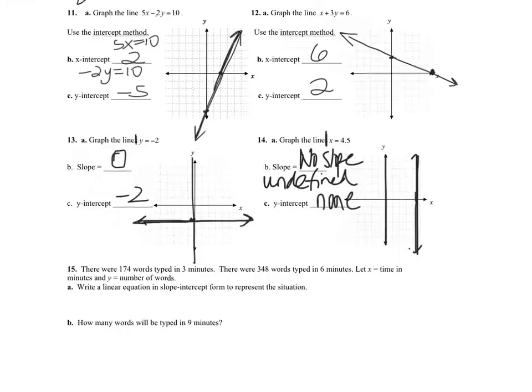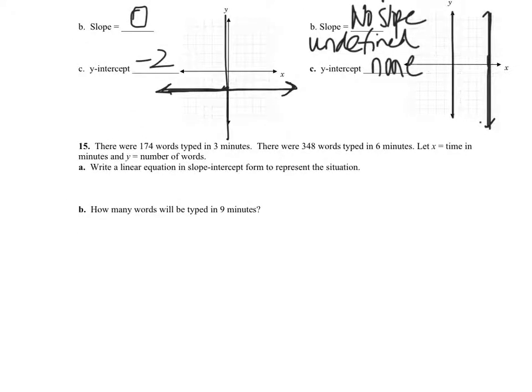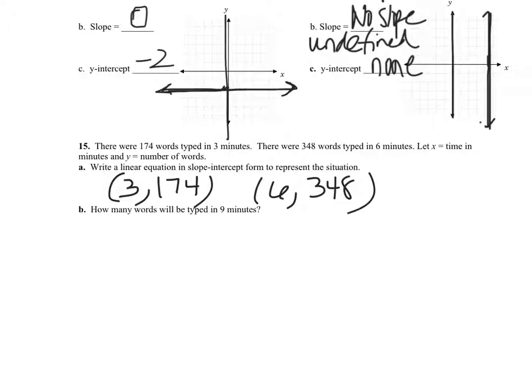All right, and here comes the last one. There are 174 words typed in 3 minutes, and there were 348 words typed in 6 minutes. Let x equal the time in minutes and y equal the number of words. Write a linear equation in slope-intercept form to represent the situation. All right, so x is time. I'm going to write some points out. 3 minutes goes with 174 words. 6 minutes went with 348 words. Those are my 2 points.